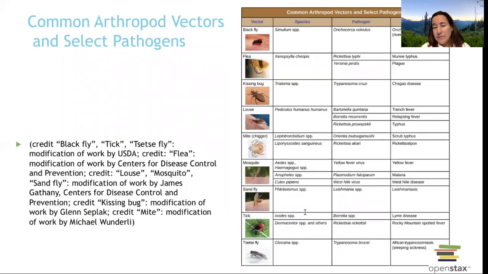Here are lots of different pictures of all the different things that could be common arthropod vectors. Lots of flies, fleas, and if we're going to talk about the plague, fleas on the rats, right? Kissing bugs, mosquitoes, all these guys are biological vectors.